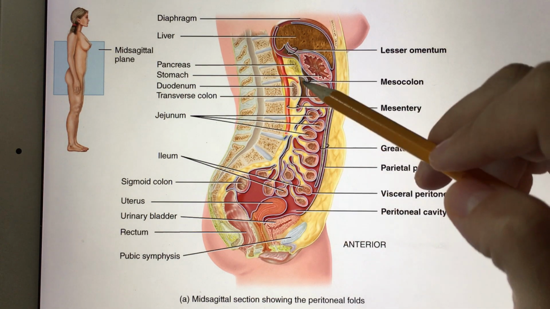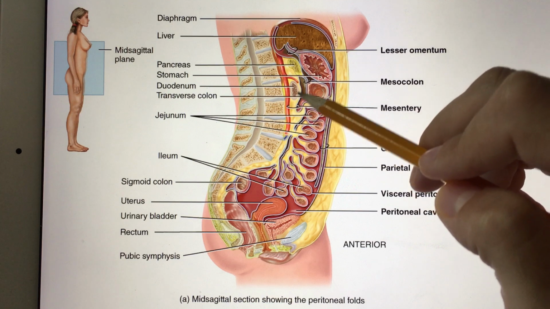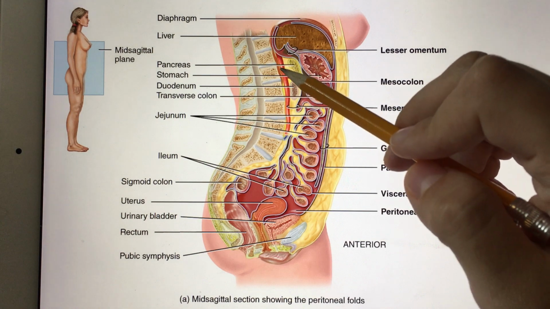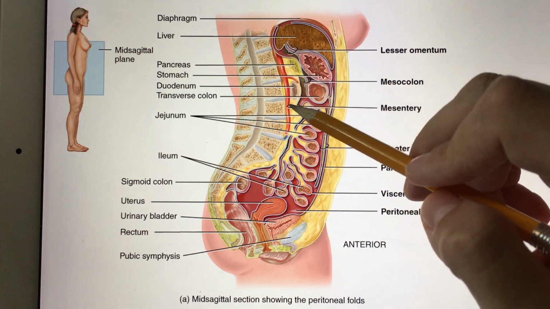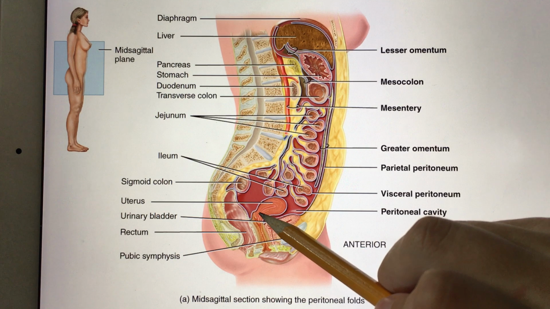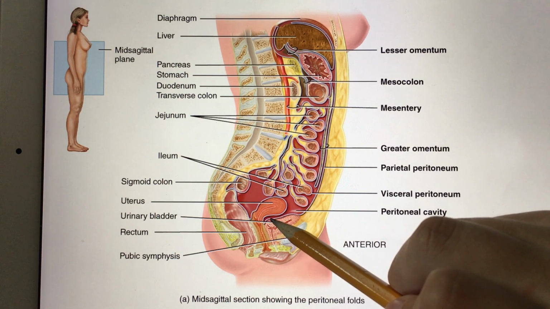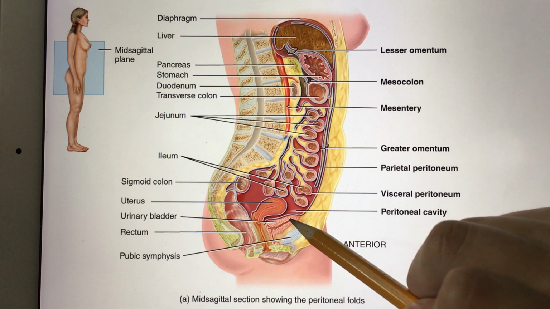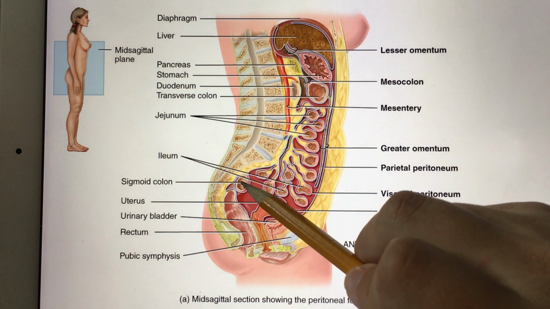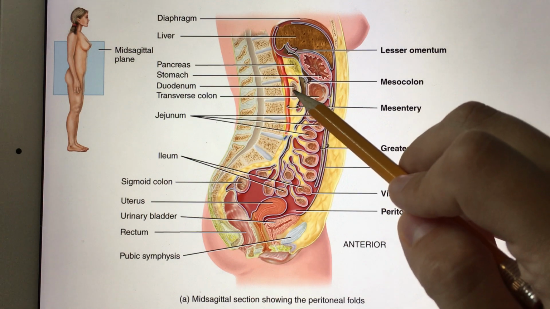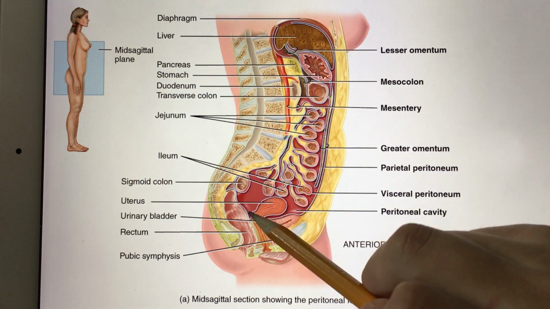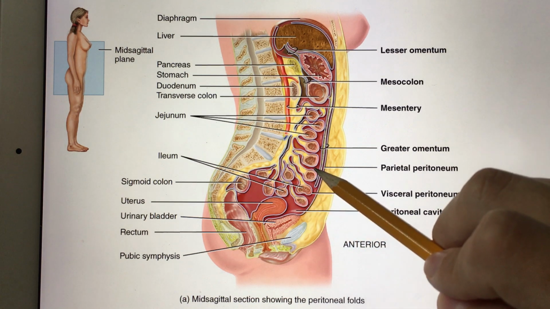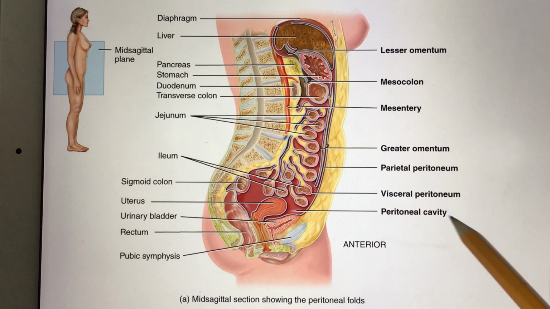Not every single organ is covered by peritoneum. Some organs stay behind the peritoneum, for example, the duodenum. There are also blood vessels, and kidneys not shown here. The uterus and the bladder stay on the outside of the peritoneum, not on the inside. These organs are called retroperitoneal organs because they're in the back of the peritoneum. On the inside of the peritoneum, there's liquid, and this area in red is called the peritoneal cavity.